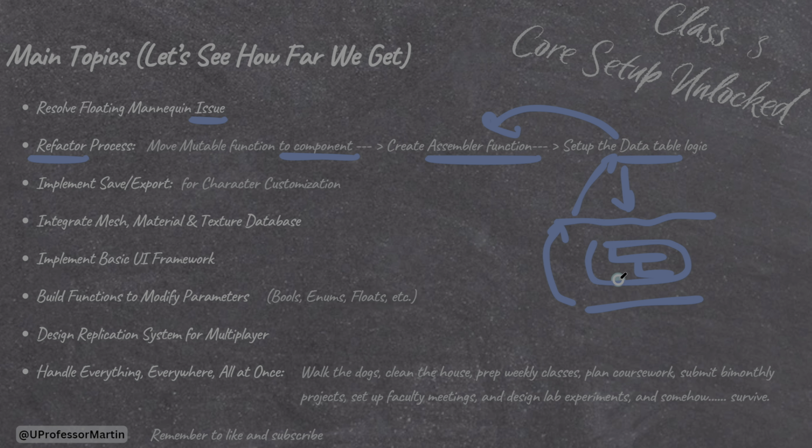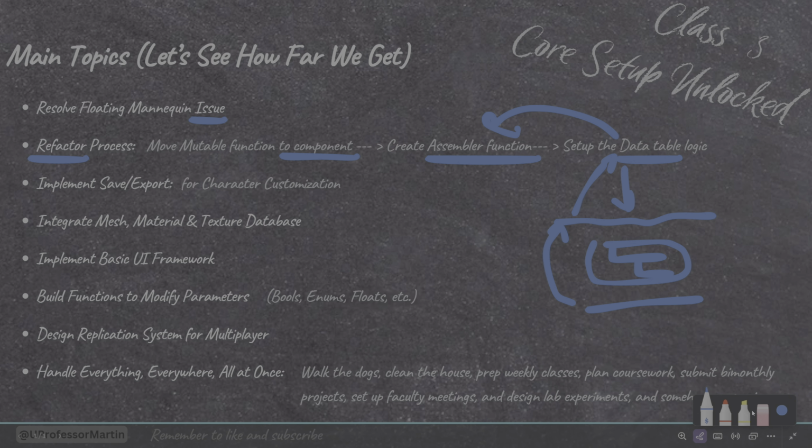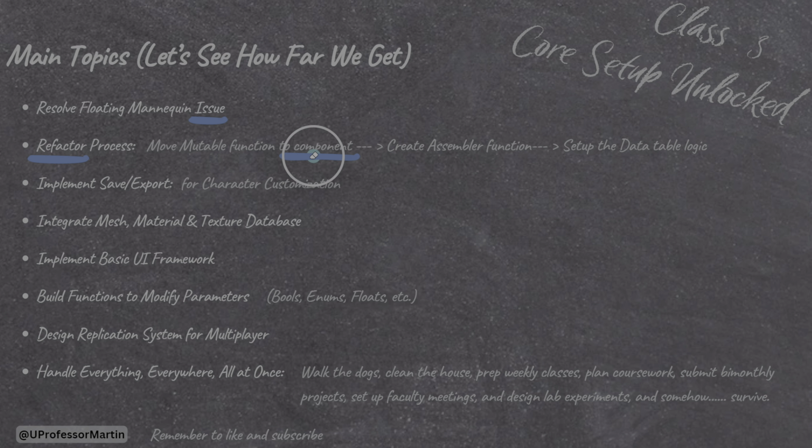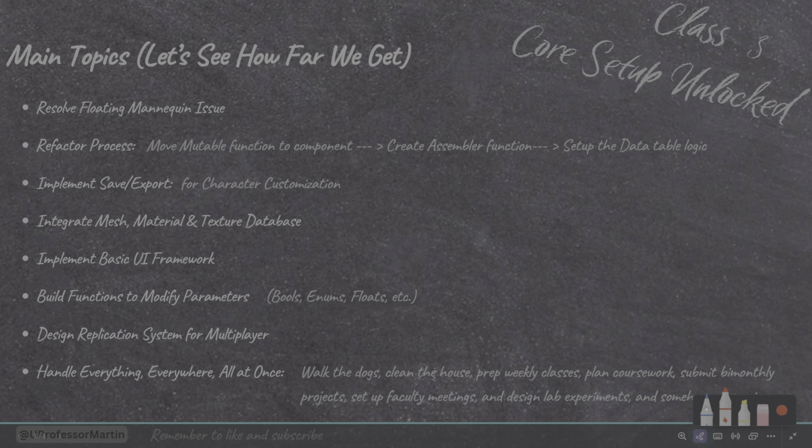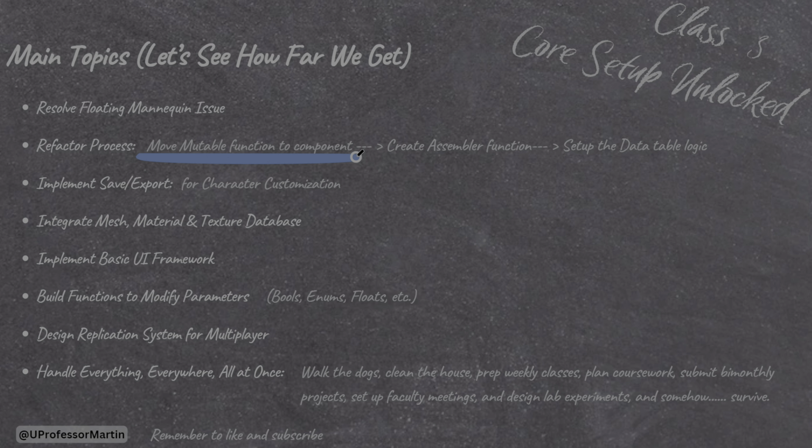Of course, all this will require more than one class. So my idea is to just do the first part. Okay, just move everything to the component. It will not look pretty, but at least we will have everything in our component, and we will have only the basic stuff on the pawn.